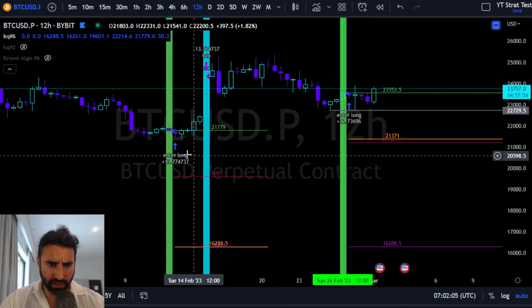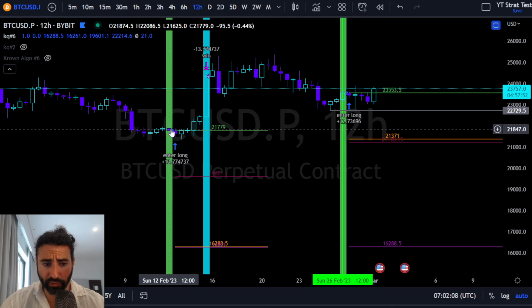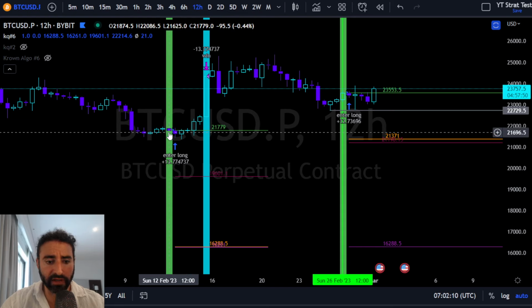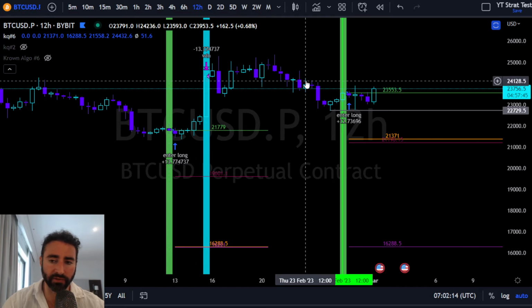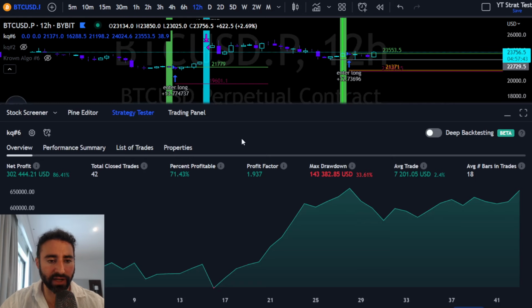So we also saw one of these happen relatively recently. This was in mid-February on this move from about 21.8, giving a bias for a move to 24.5. But again, we're talking about probabilities here. We're not talking about certainties.